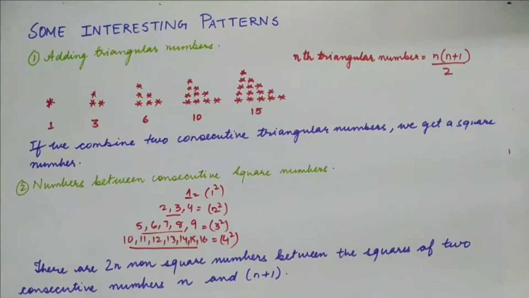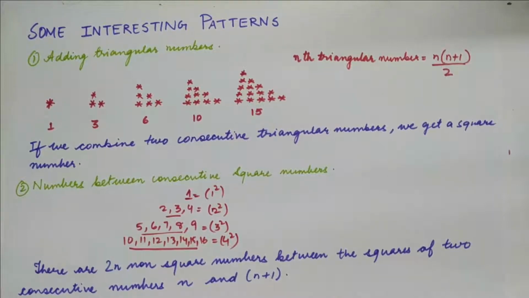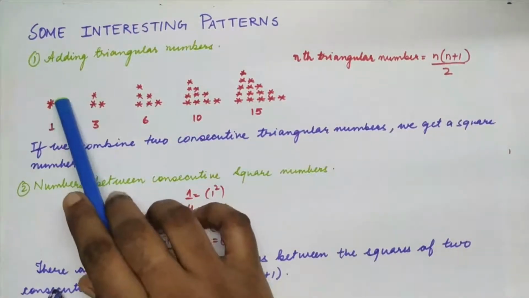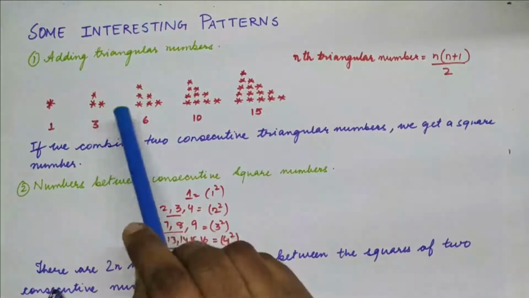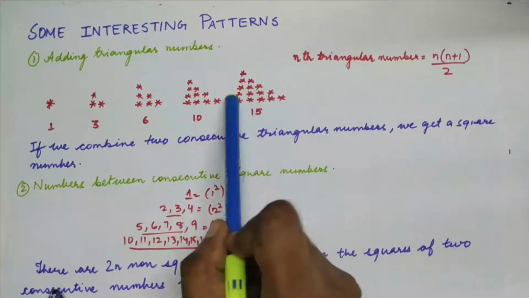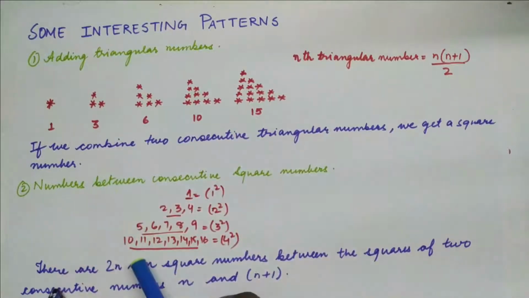So when we are talking of some interesting patterns, the first one that I would like to discuss is adding triangular numbers. Now, what are triangular numbers? The numbers whose dot patterns can be arranged as triangles are called the triangular numbers. You can see I have put some marks here, like this is 1, then this is 3, then in a triangle 6, 10, and so on. It's increasing, and this is a pattern of that triangular number.